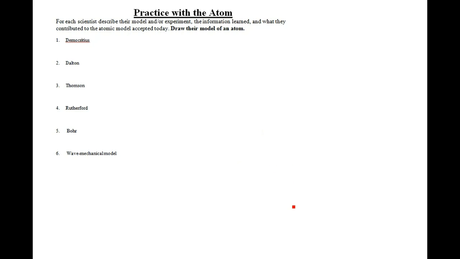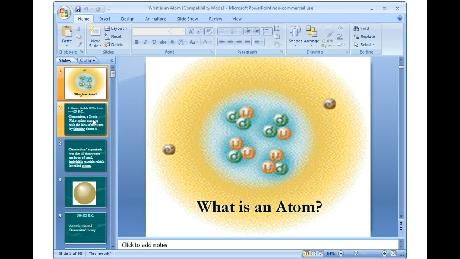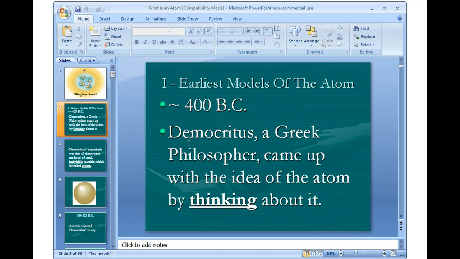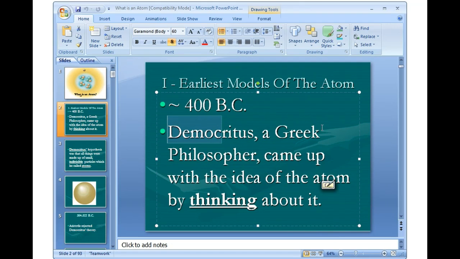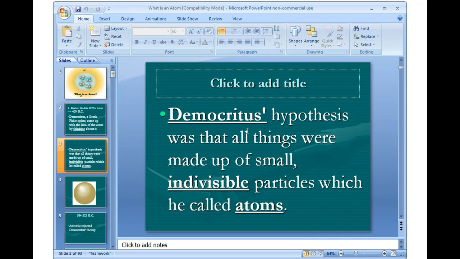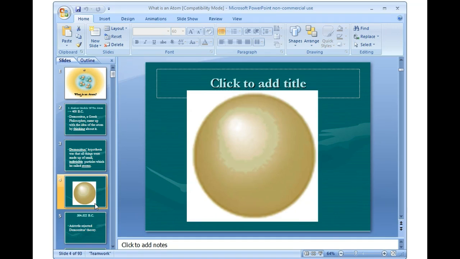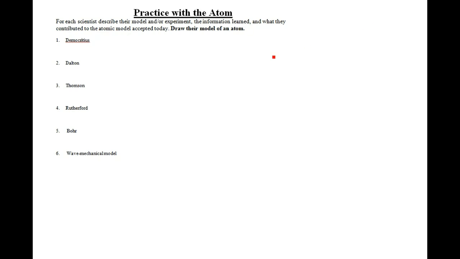Alright, so the first one's Democritus. If we look in our notes, this is 'What is an atom?' The first thing was about Democritus, a Greek philosopher, who came up with the idea of the atom by thinking about it. Democritus' hypothesis was that all things were made up of small indivisible particles, which he called atoms. Alright, and then we had this, and that's the picture of his model of the atom. He didn't do an experiment. All he came up with was the idea that the atom did exist.